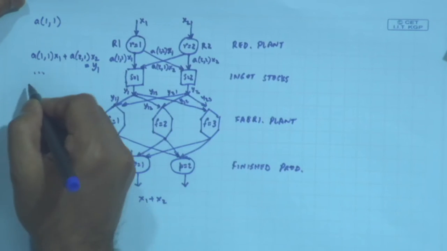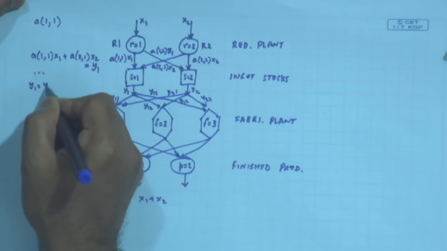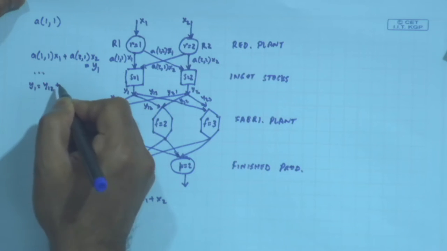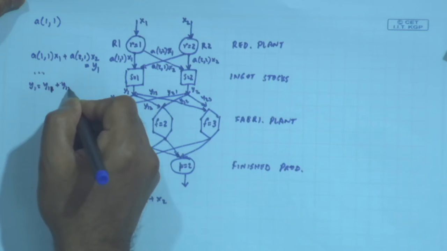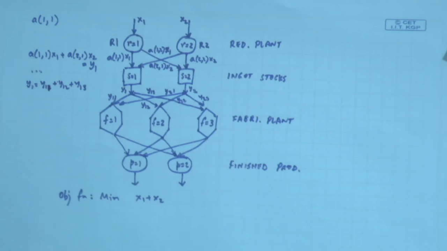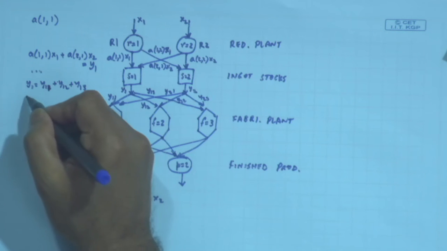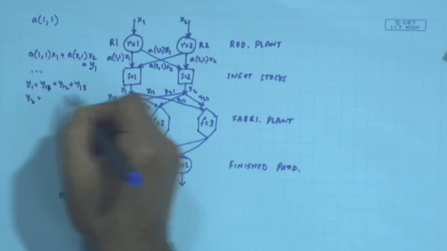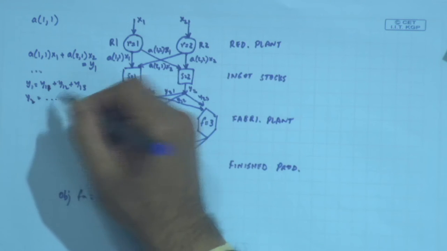So now can I write y1 is equal to y11 plus y12 plus y13? Because whatever y1 is coming, it's getting distributed into three parts. Similarly, you can write for y2. Yeah, you can write it.